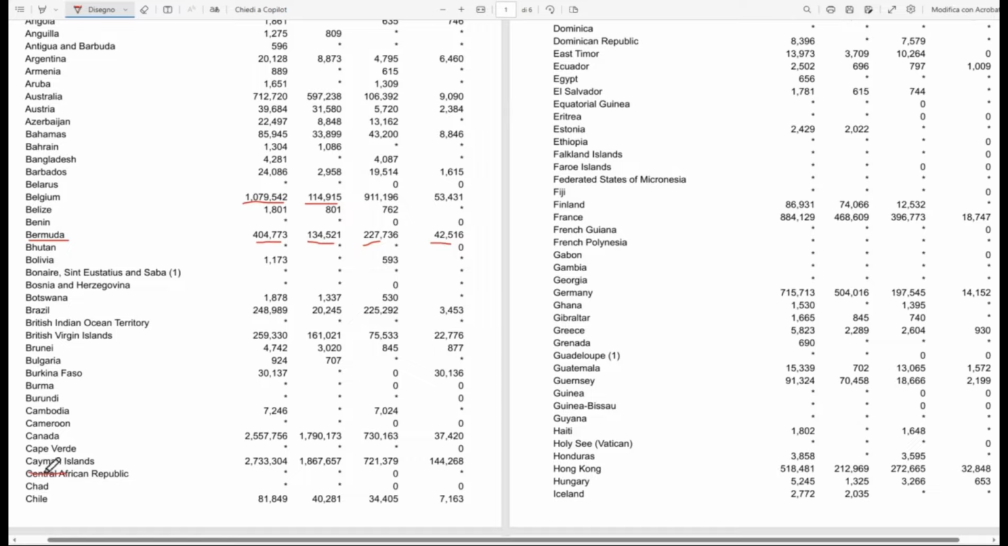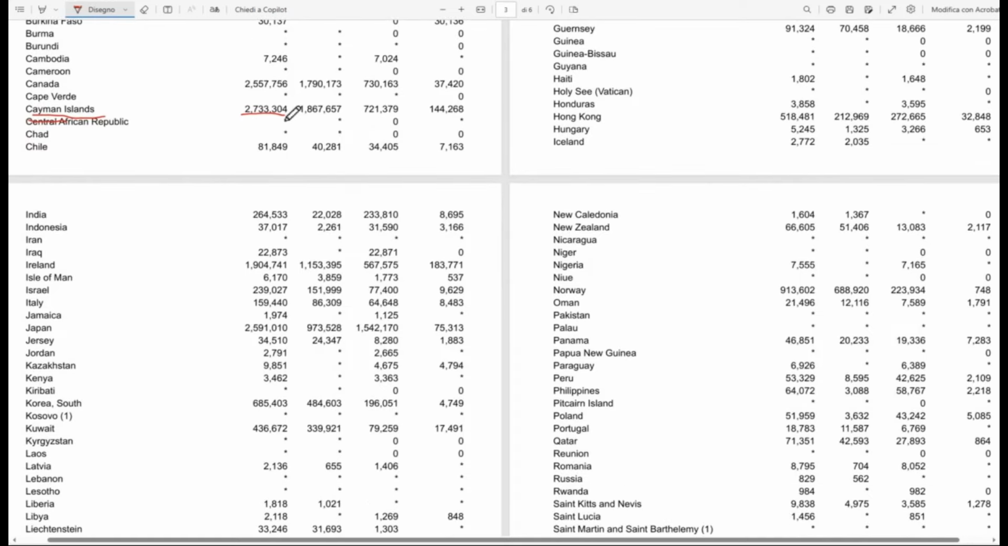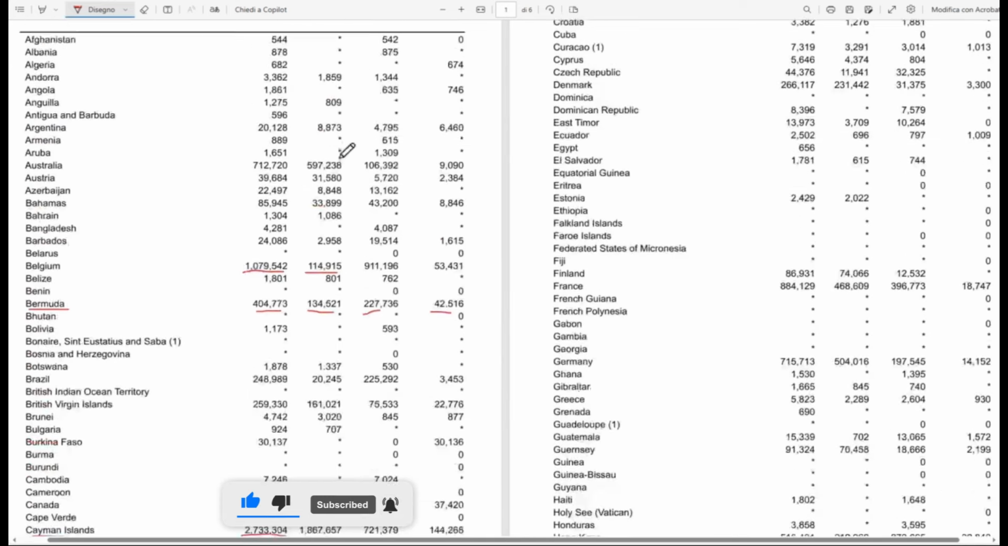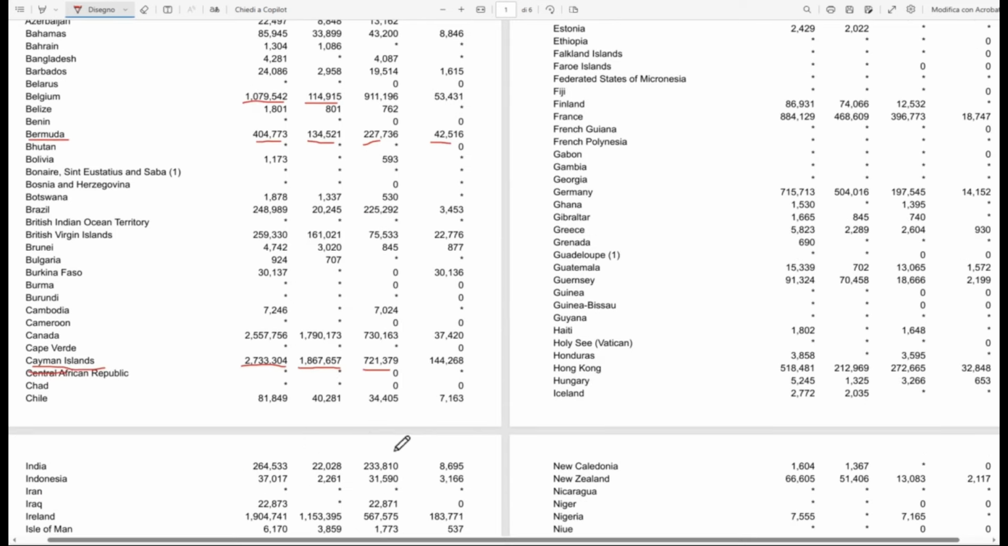Cayman Islands. Let's have a look. 2.7 trillion stuck in the Cayman Islands: 1.86 trillion in equities, 721 billion in long-term debt, 144.2 billion in short-term debt. So all this money parked in the Cayman Islands, in US dollars, is $2.7 trillion, which is allocated in equities.